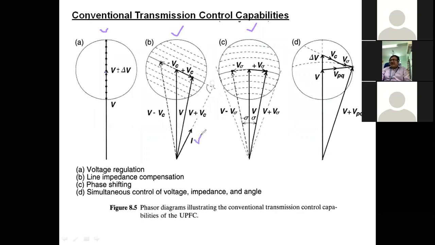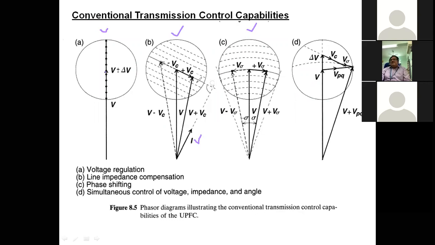Why? In the case of series capacitive or inductive compensation, only the voltage and current nature matter. In the case of a capacitor, the current is leading by 90 degrees. In the case of an inductor, the current is lagging by 90 degrees. So by injecting any of these voltages, we get either series capacitive compensation or inductive compensation.